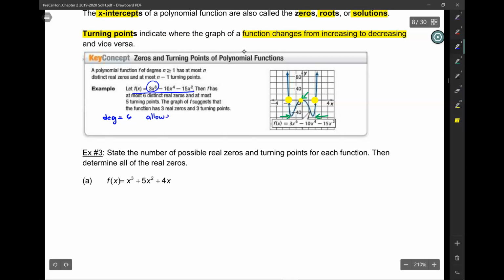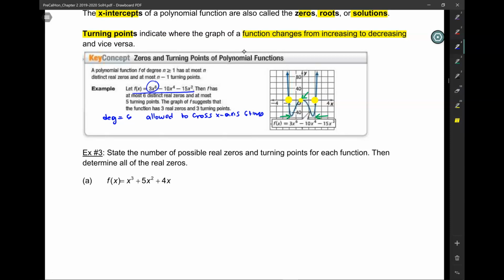It's allowed to cross the x-axis 6 times, okay? No, it's allowed 6 times. Max. Of those 6 times, it can cross the x-axis 0 times, 2 times, 3 times, up to 6 times. Okay?